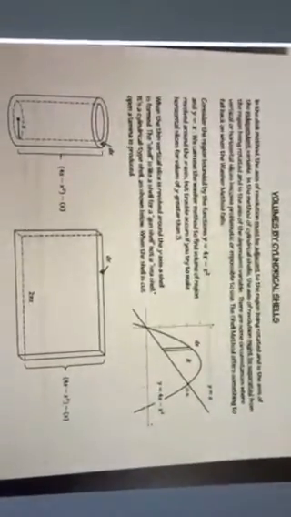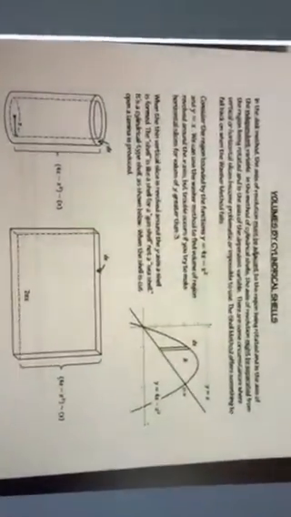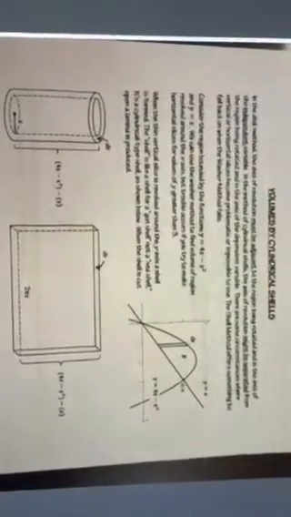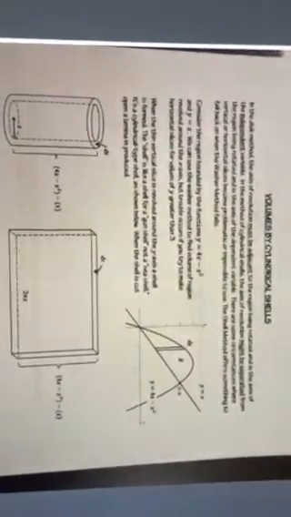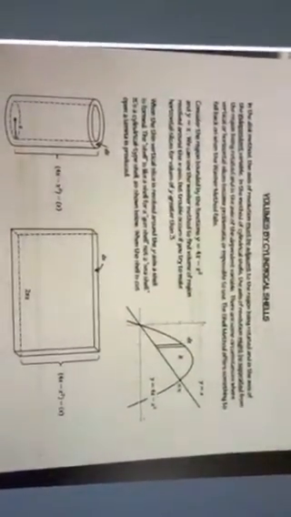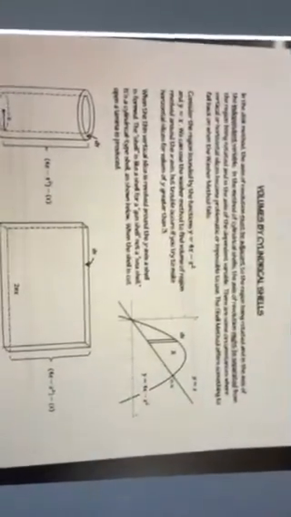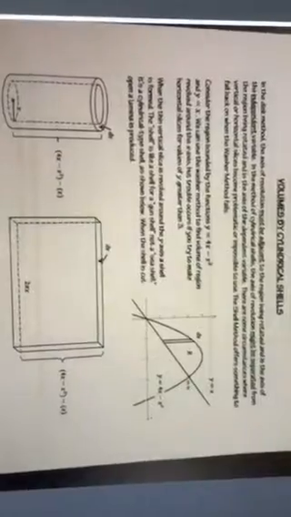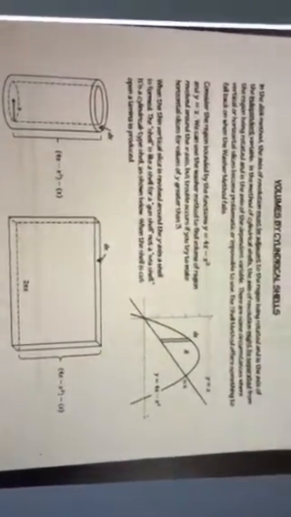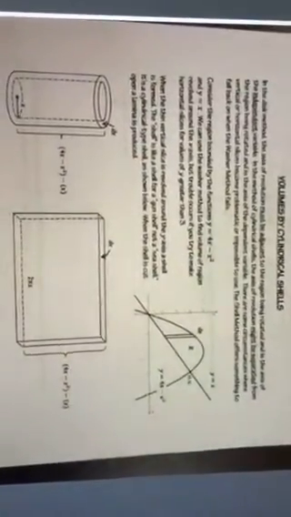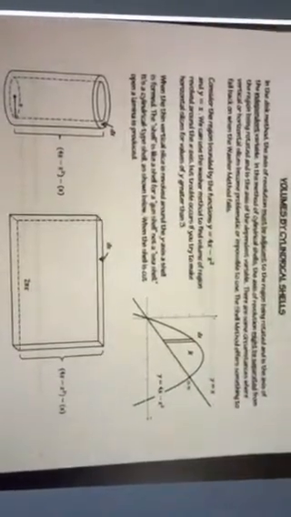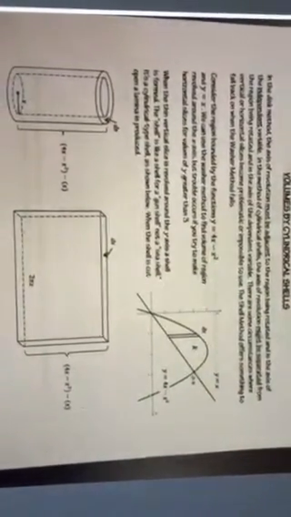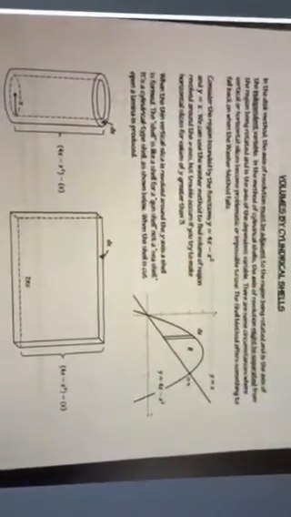There are some circumstances where vertical or horizontal slices become problematic or impossible to use. The shell method offers something to fall back on when the washer method fails. Consider the region bounded by the functions y equals 4x minus x squared and y equals x. We can use the washer method to find the volume of the region revolved around the x-axis, but trouble occurs if you try to make horizontal slices for values of y greater than 3.